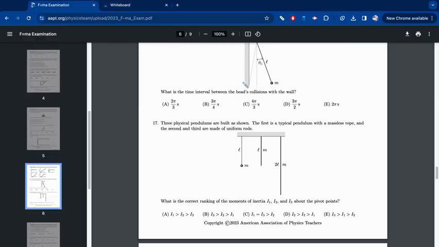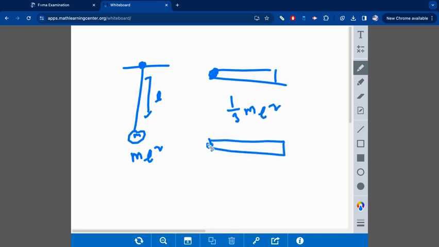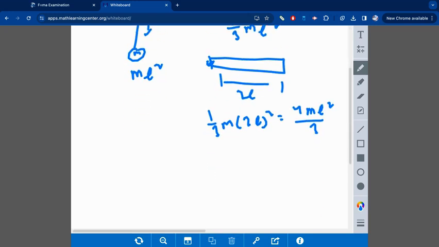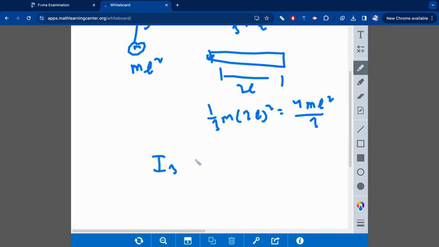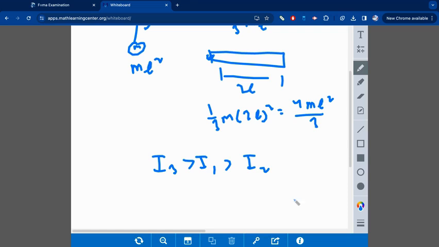And then for the second one, it's a rod. So the moment of inertia of a rod about one of its ends is 1/3 mL squared. And then the third one is also a rod, but length 2L. So it's going to be 1/3 m (2L) squared, which is 4 mL squared over 3, which means that I3 is going to be the greatest, which is greater than I1, which is greater than I2. So our answer is E, 312.